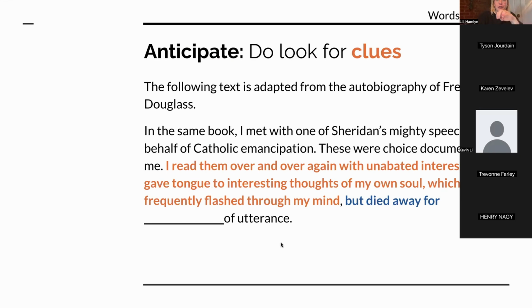So this is from the autobiography of Frederick Douglass. He's talking about these speeches on behalf of Catholic emancipation, and he says, I read them over and over again with unabated, so unwavering, firm interest. They gave tongue to interesting thoughts of my own soul, which had frequently flashed through my mind but died away for want of utterance. What do we think could be an anticipation here?